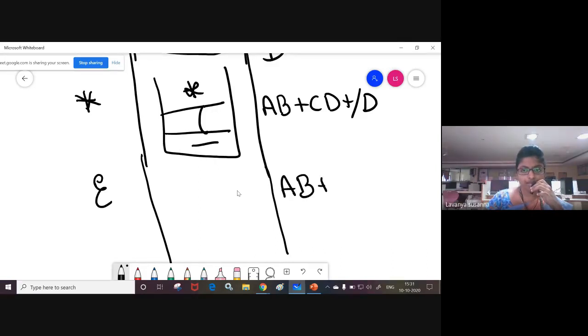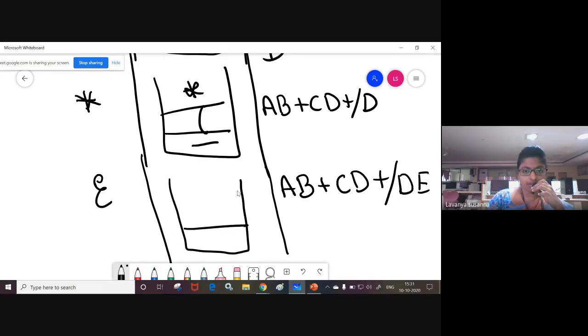A B plus C D plus divided by D and E. Add it to the postfix array. Next, write down the stack as it is: star. Okay, note down, students. Please try to understand. This is very, very easy. But you need to know the process, right?